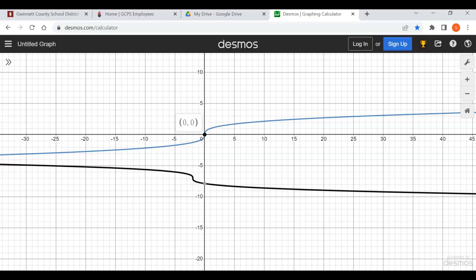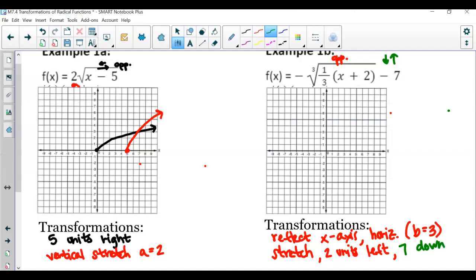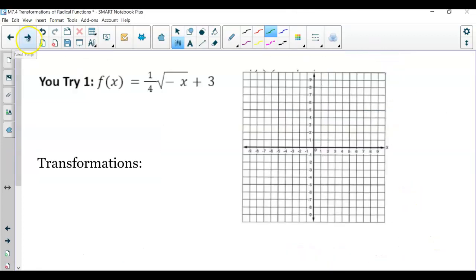Notice how our graph is also flatter, as if we had that horizontal stretch. So everything was matching here. So go ahead and pause the video and try this one on your own.